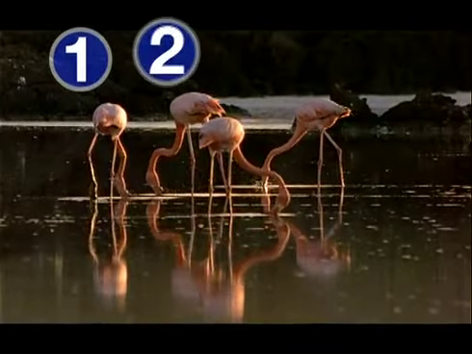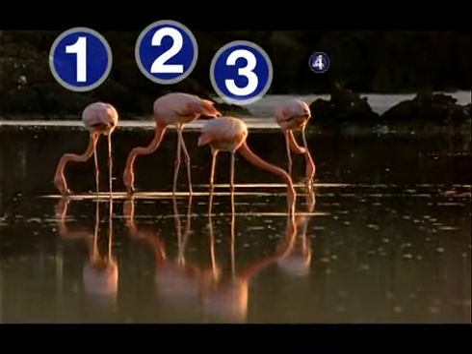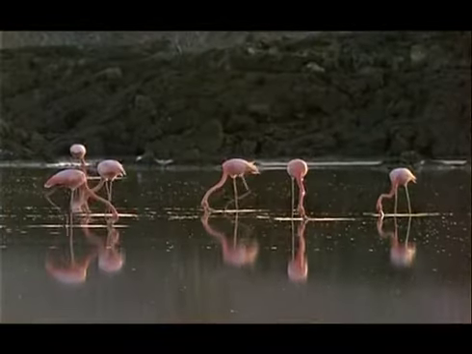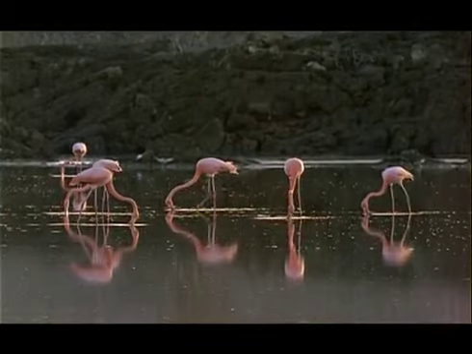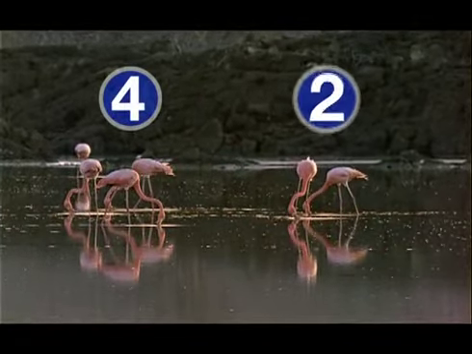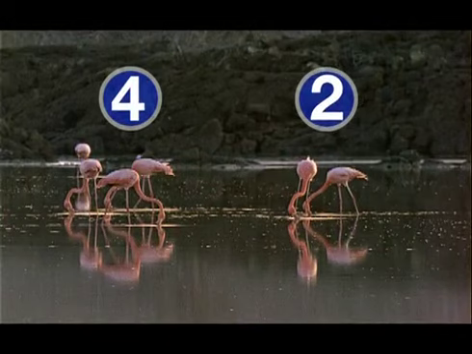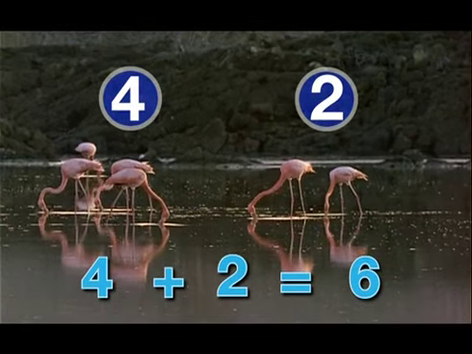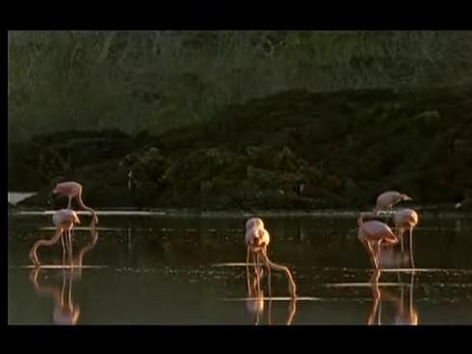Now let's add some more. 4 flamingos are looking for food. In walk 2 more flamingos. How many flamingos are there altogether? Start with the 4 flamingos, then add the 2 that join them. 4 plus 2 equals 6. Adding things to a group always makes the amount in the group greater.